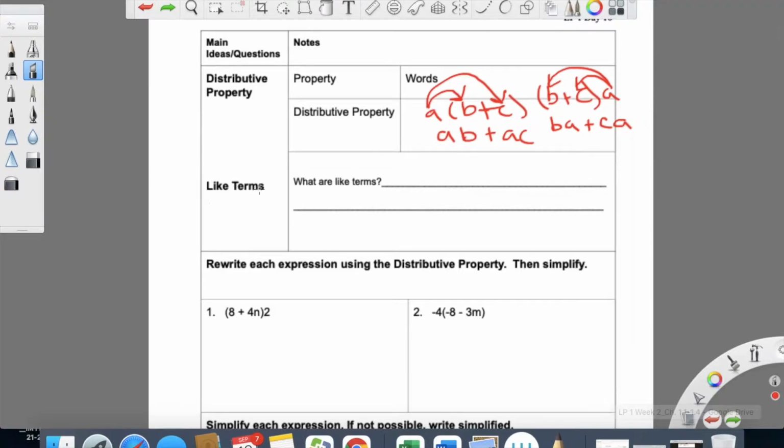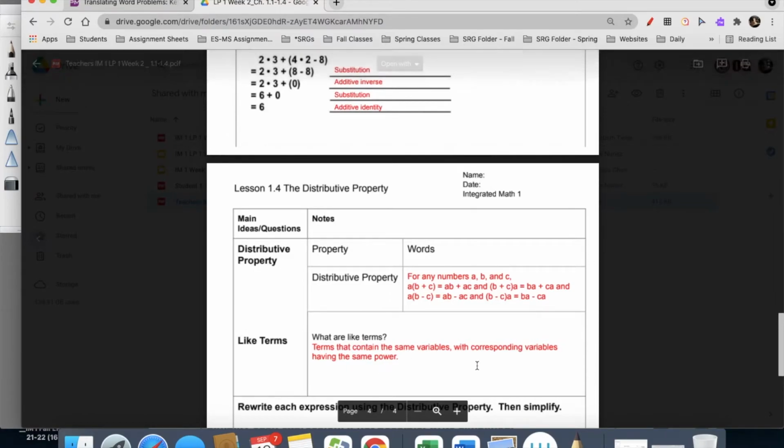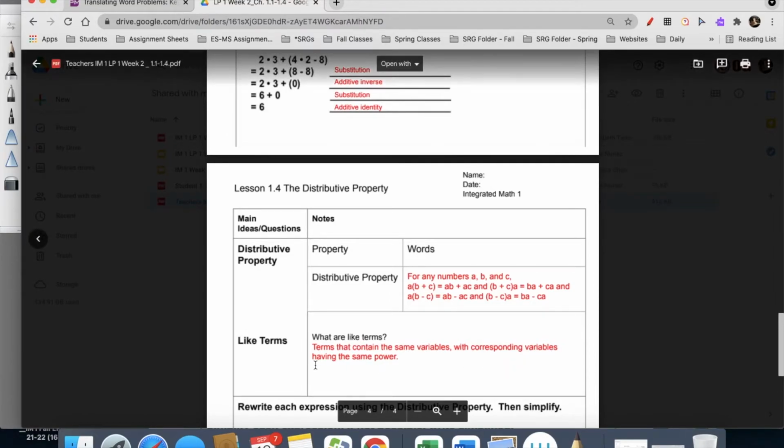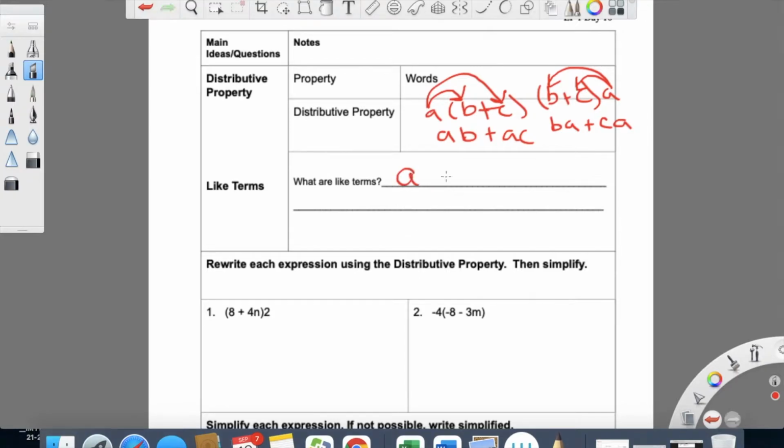All right, let's look at like terms. So what are like terms? Again, if we go back over here, like terms are terms that contain the same variable with corresponding variables having the same power. Okay, what does that mean? So they have the same variable, meaning A plus 2A. These are the same variable. That's fine. I can combine these because I have 1A. Remember, if I don't see a number here, it means 1. 1A plus 2A, I have 3 A's.